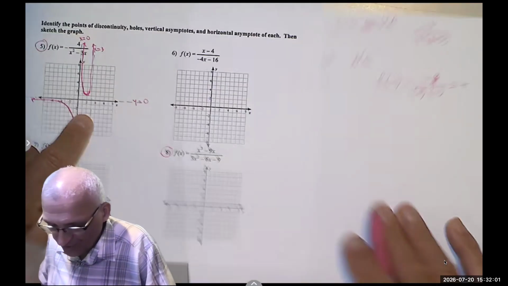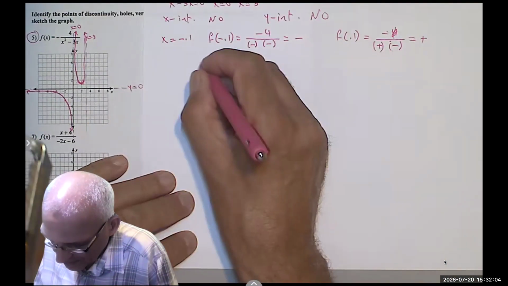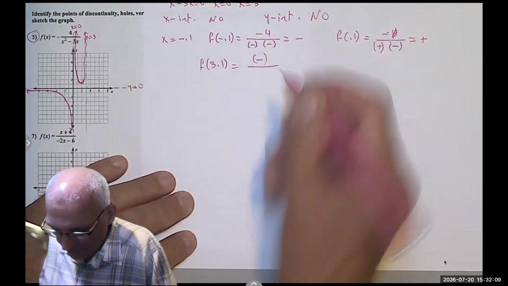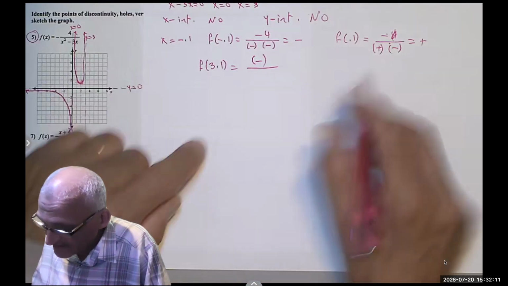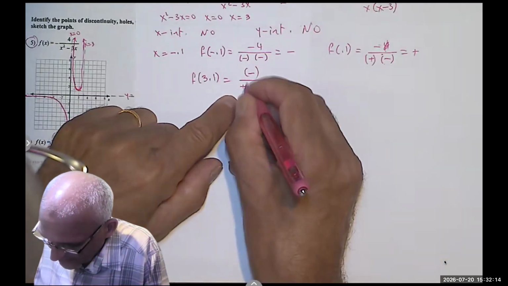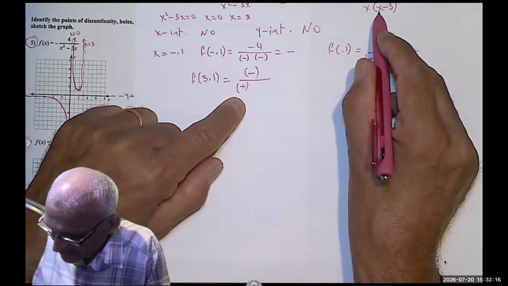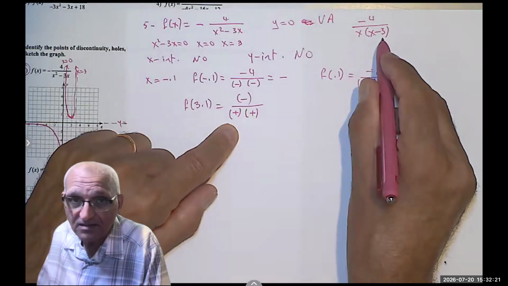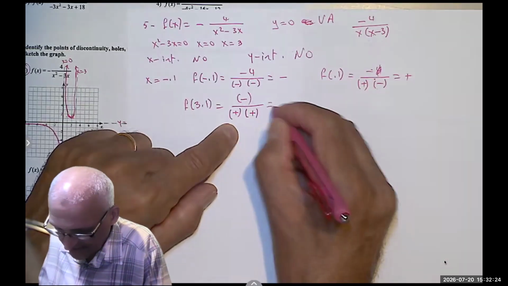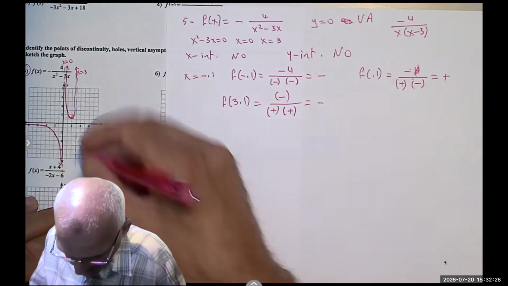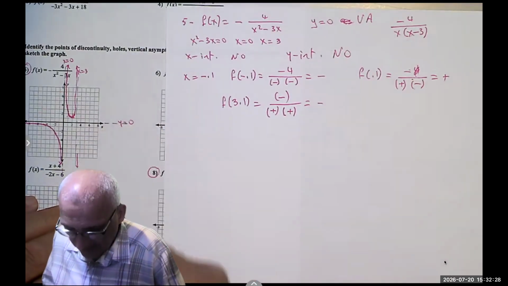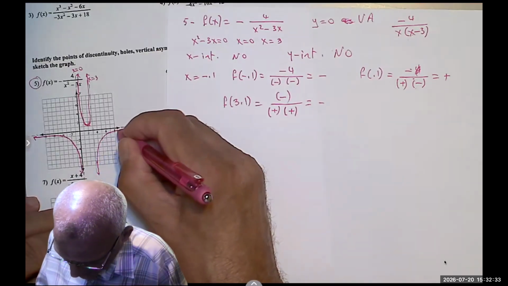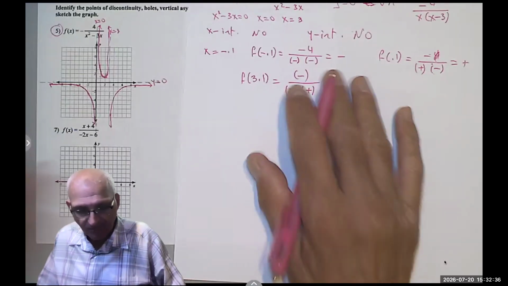And finally, I'm going to take f of 3.1. The numerator is negative 4. If x is 3.1, then this is positive. If x is 3.1, then that is also positive, because 3.1 minus 3 is positive. Negative over positive is negative. So here I'm going like that. And since I'm not going to cross the x-axis, this branch would look something like that, and I'm done.